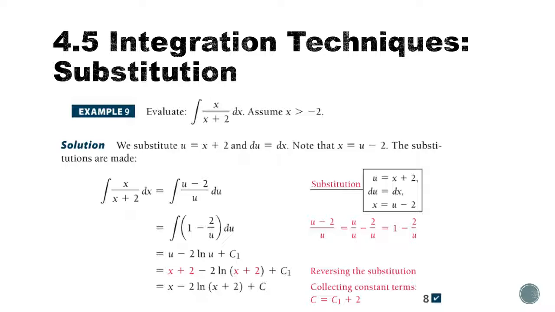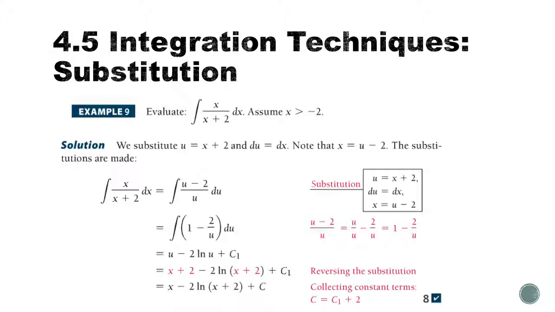And then we split up the fraction. So it gives us 1 minus 2 over u. And then we take the antiderivative. So u minus 2 natural log of u plus c. And then they put the x back in. I did not bother to do method 2 with this just because it is a little trickier problem. They put in the x plus 2. And so we have x plus 2 minus 2 times the natural log of x plus 2 plus c.